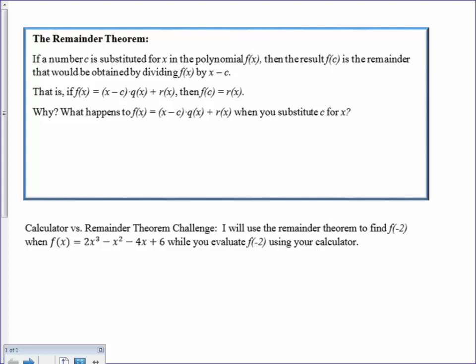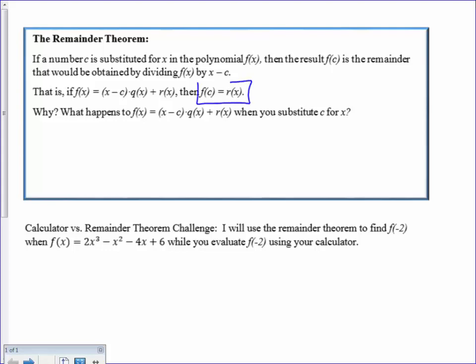This is a theorem that you need to know and be able to use on quizzes or exams. The remainder theorem states that if a number c is substituted for x in a polynomial f of x, then the result, f of c, is the remainder that would be obtained if you divided f of x by x minus c. That is, if f of x is x minus c times a quotient plus the remainder, then f of c is always equal to the remainder.